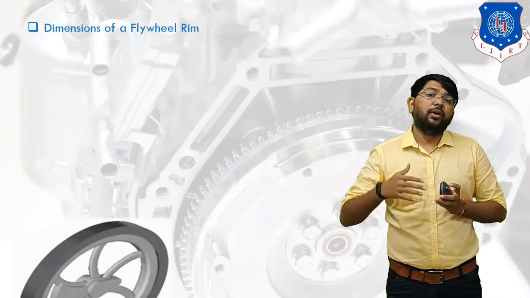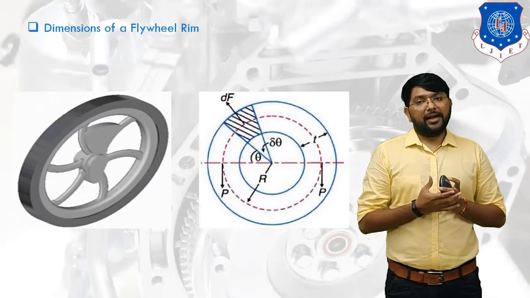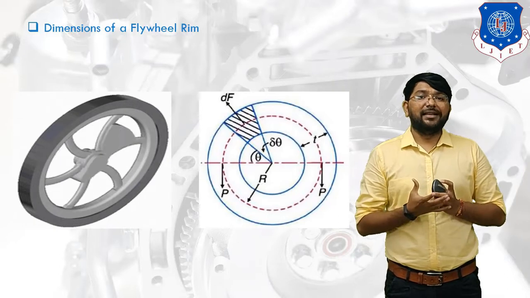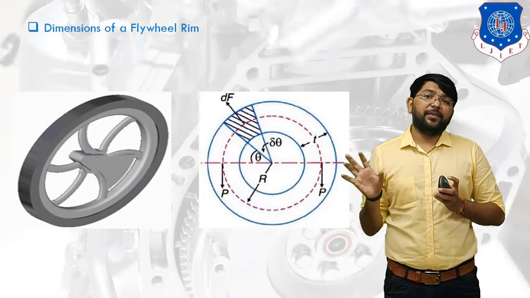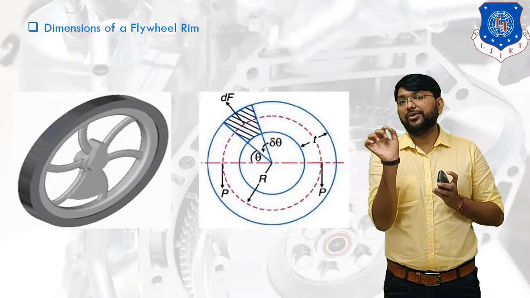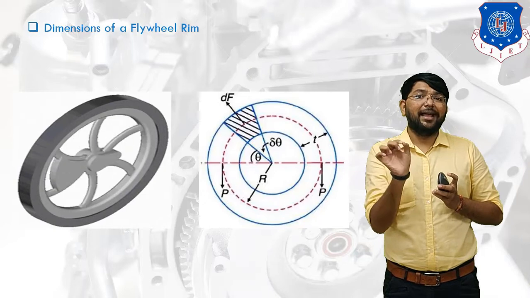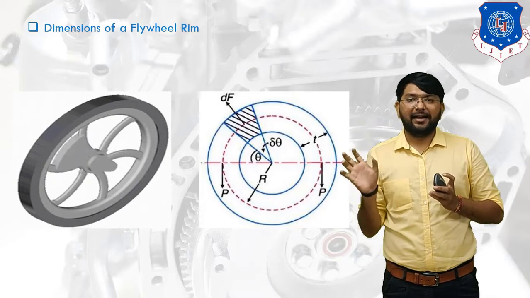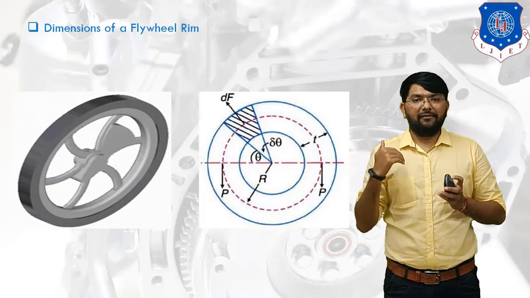Now we have to design the flywheel, that is, the dimensions of the flywheel ring. Here is a line diagram of a flywheel. For analysis purposes we take some portion of the flywheel ring, and that portion makes an angle at the center, delta theta. So we have to design the flywheel ring.